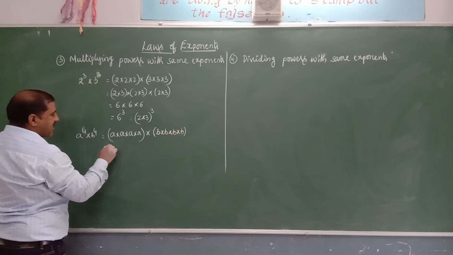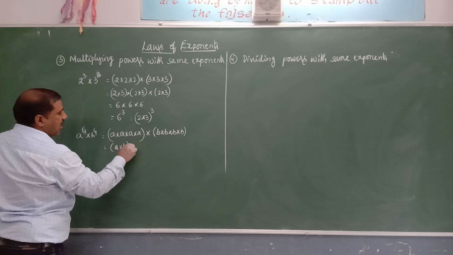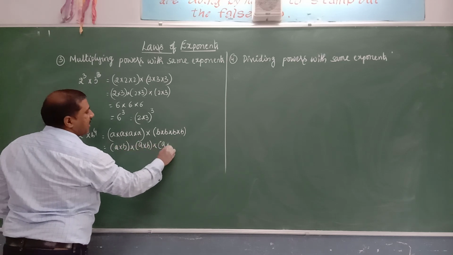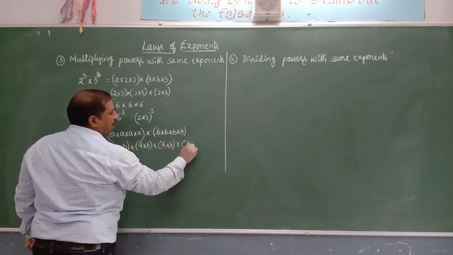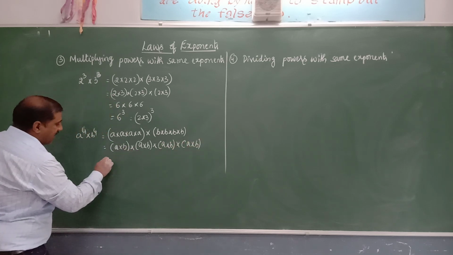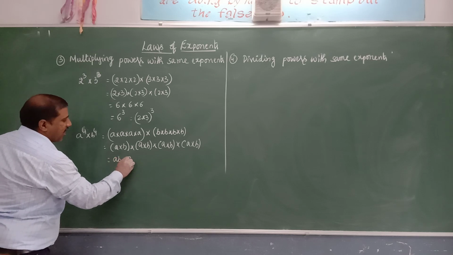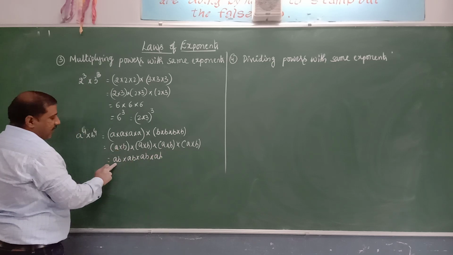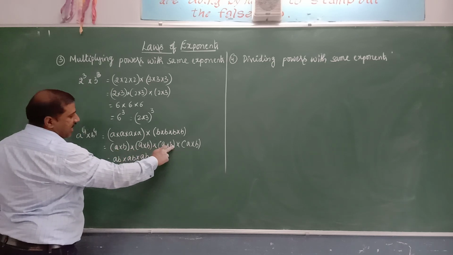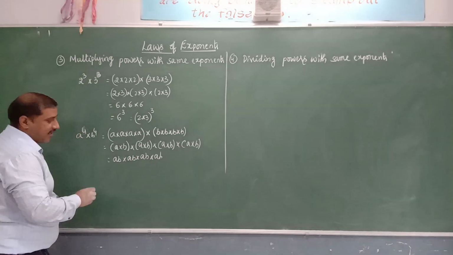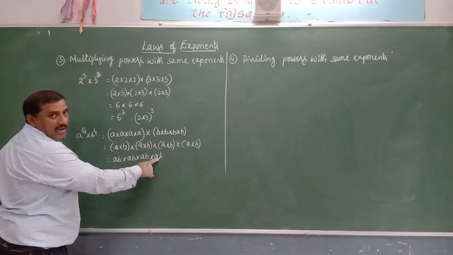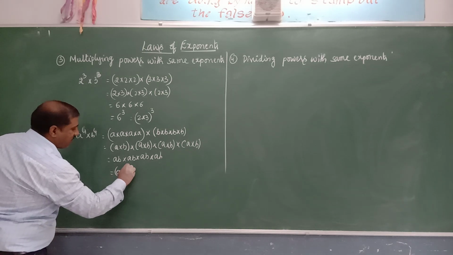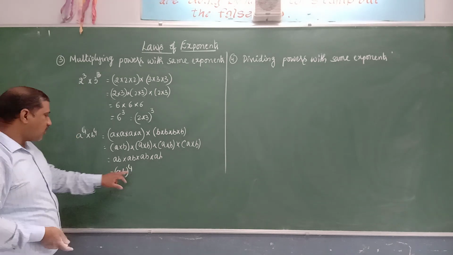Now rearrange them. That is a into b, into a into b, into a into b, into a into b. So that is ab into ab into ab into ab. We have ab 4 times, that is ab whole to the power of 4.